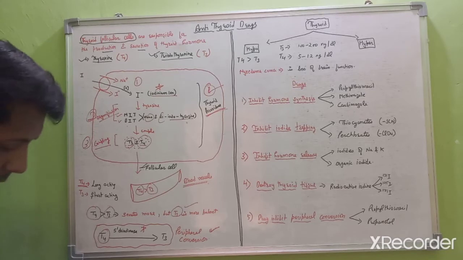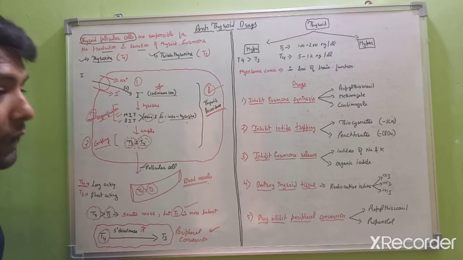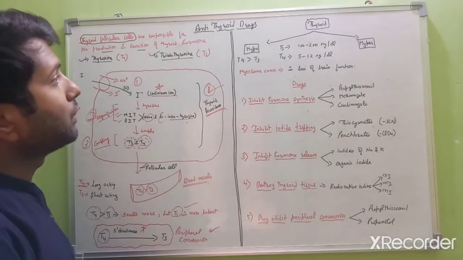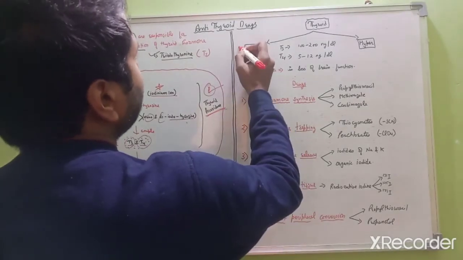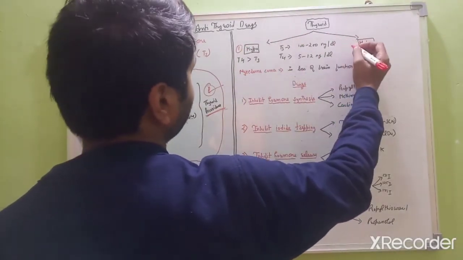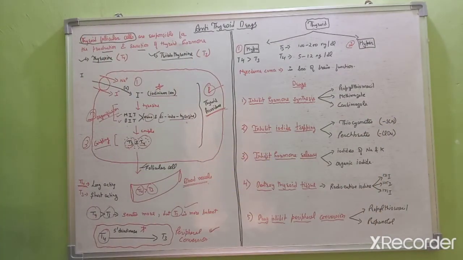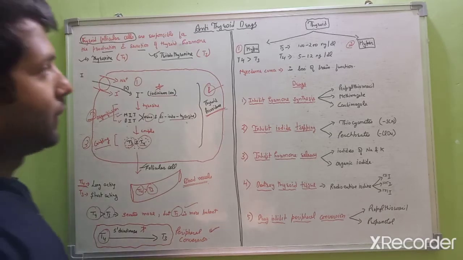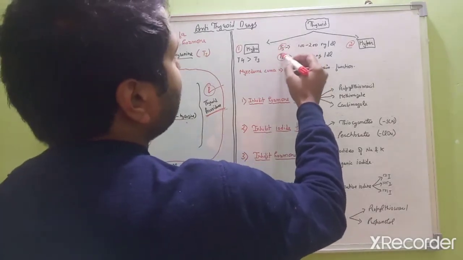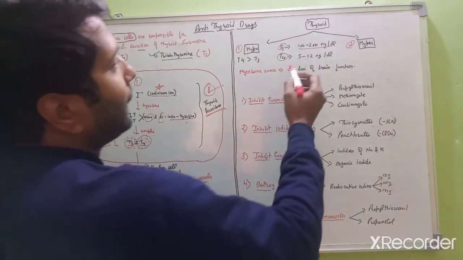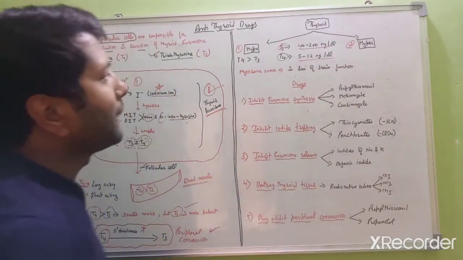Next, in the thyroid we have two conditions. Either our thyroid hormone will be less, or it will be more. The first condition is hypothyroidism, and the second one is hyperthyroidism. In the first one there is a lesser amount of thyroid hormone, and in the second one there is a greater amount. The normal level of T3 in the human body is 100 to 200 nanogram per deciliter, and T4 is 5 to 12 nanogram per deciliter.